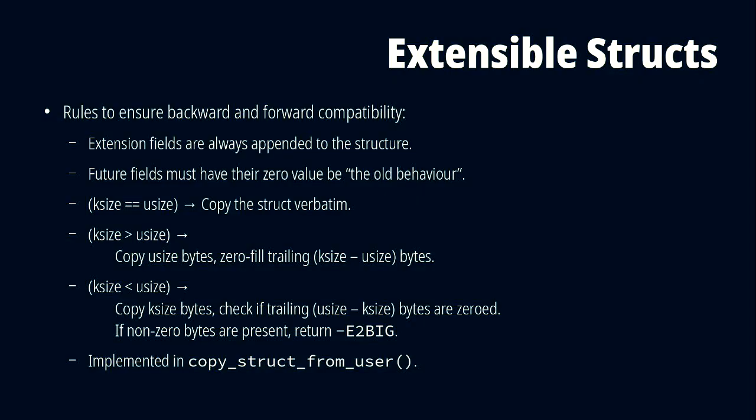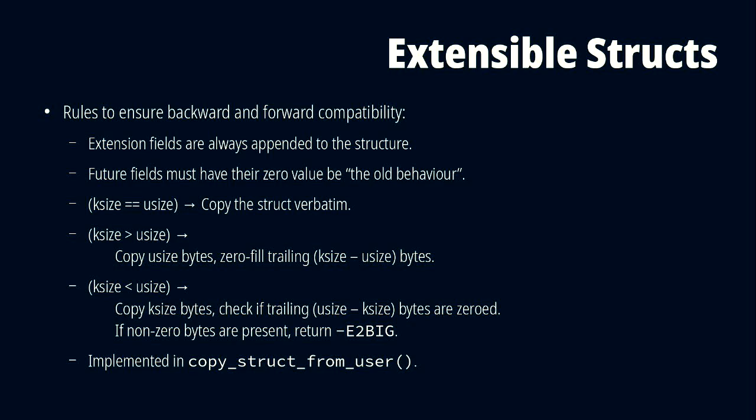So k size and u size: k size is the size of the struct in the kernel, u size is the size of the struct in user space. If k size is u size, then we just copy the struct as is, pretty easy. If the kernel struct is bigger than the user space struct, that means the kernel is newer than user space, meaning it has more fields, then we copy the user space struct, and the trailing bytes that the user space didn't know about, we zero fill. And that means effectively, if the user space didn't know about the new features, then they're not using them, so we can just disable them all. And that's fairly obvious.